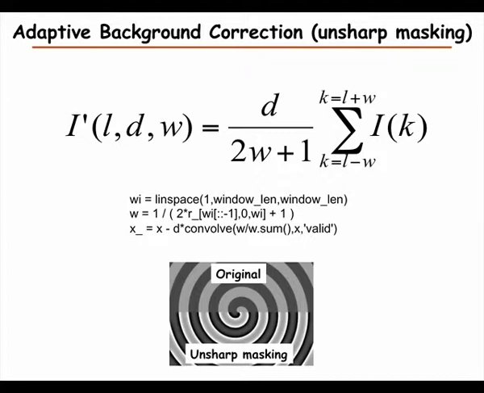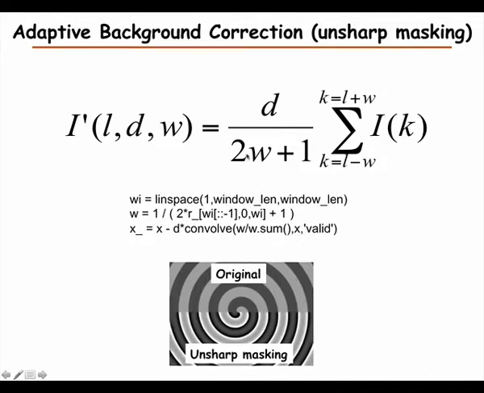So then there is another way, which is called adaptive background correction, where we can do smoothing. It's called unsharp masking in photography. So here we apply this convolution over it, and this is an example. Here we have the original image in this half, and the unsharp masking applied to it. What this does is that it enhances the features.